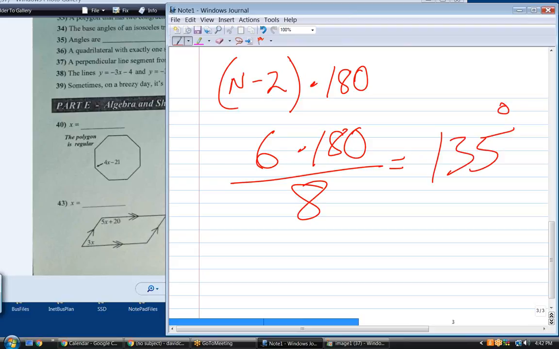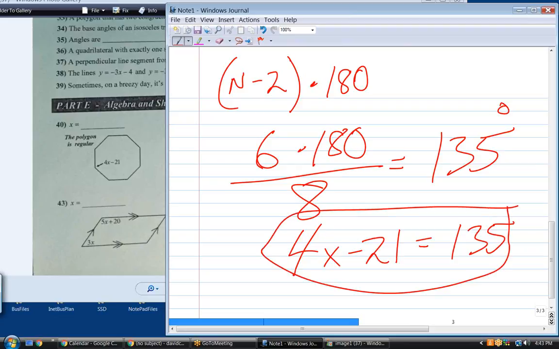And now what? They want us to actually solve for x here. They're not asking us directly what that angle is. So what do I have to do to solve for x? Subtract 21 and divide it by 4. There you go. First of all, you want to set it equal to 135. Yeah, that's kind of what I was getting at. Once you do that, then it's a simple algebra problem.